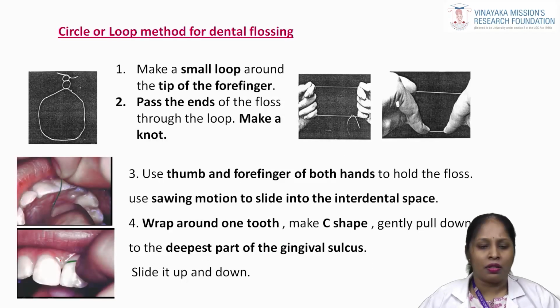The next method is the circle or loop method for dental flossing. In this method, the first step is to make a small loop around the tip of the forefinger. Pass the end of the floss through the loop and make a knot. Use the thumb and forefingers of both hands to hold the floss. Use a saw motion to slide into the interdental space. Wrap around one tooth, make a C shape, and gently pull down to the deepest part of the gingival sulcus, sliding it up and down.